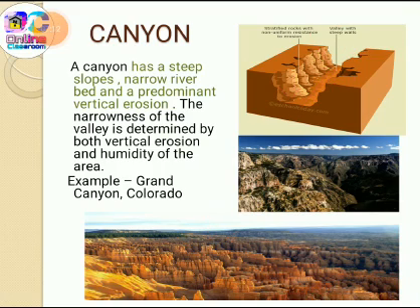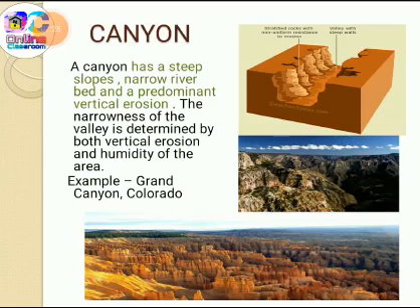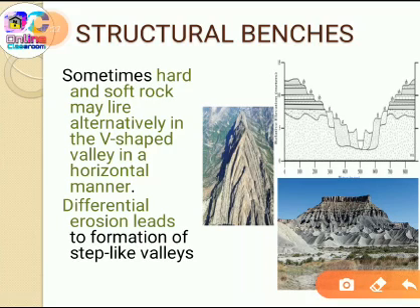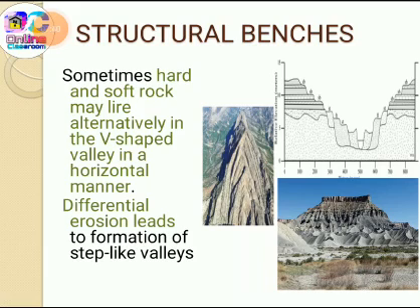Then next we are going to identify the structural benches. These are sometimes formed when harder and softer rock lie alternately in a V shape in a horizontal manner. So here, in canyons it has been formed by vertical erosion, while structural benches are formed due to their horizontal arrangement.